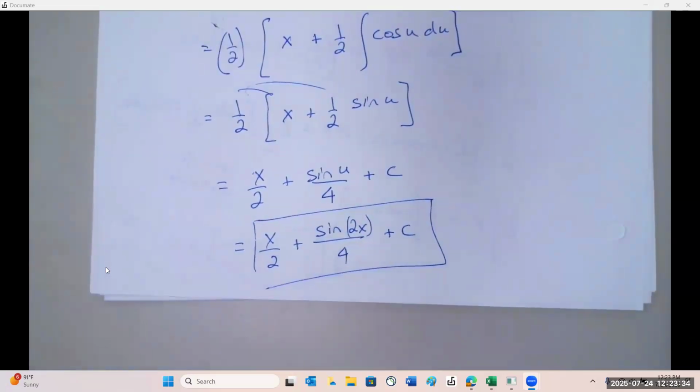Okay, I see what you were getting at. Because it was 1 plus cosine 2x, you thought that was 1/2 plus cosine 2x. No, it's the whole equation on top of there.